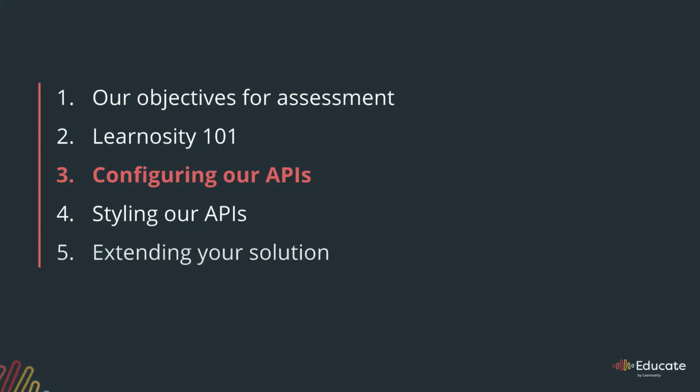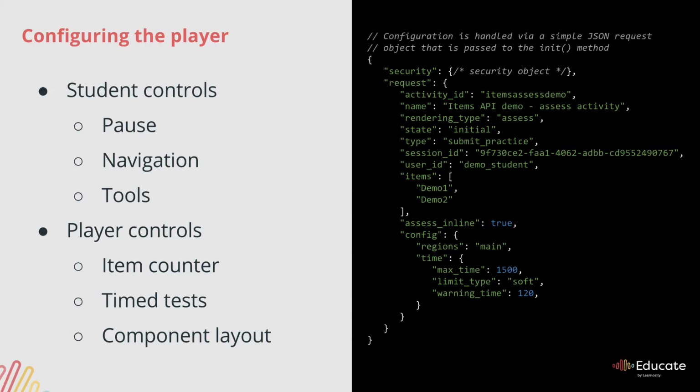Okay, so now we've gone over the fundamentals. What can we do to start configuring these things? Let's have a look at a few examples of what you can do just to give you the flavor of what we're talking about. On the left, we might be doing some student controls. Students might want to be able to pause. You might not want them to do that. Navigation areas and tools like calculators and protractors that you can enable for your students. Also, we have player controls, item counter, whether it's a timed test, and the layout of certain things.